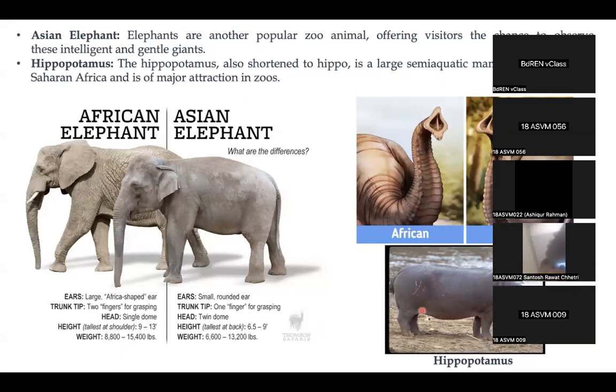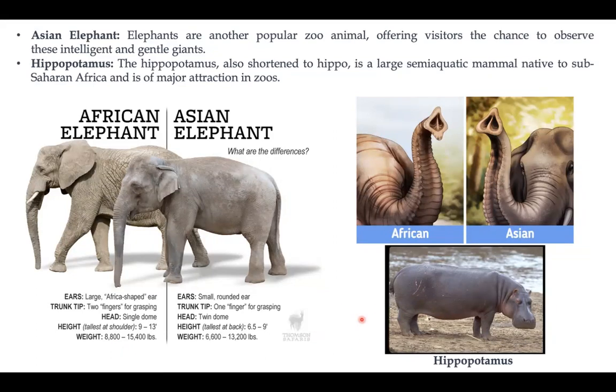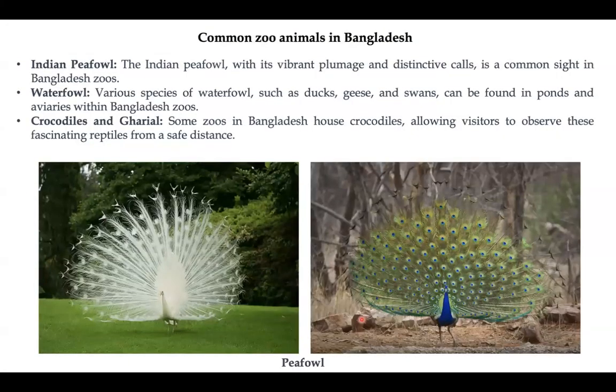And the hippopotamus, you must know the hippopotamus picture and so on. The hippopotamus is also native to Africa, not native to our country. That is why this is not our wildlife, but this is a zoo animal of Bangladesh.